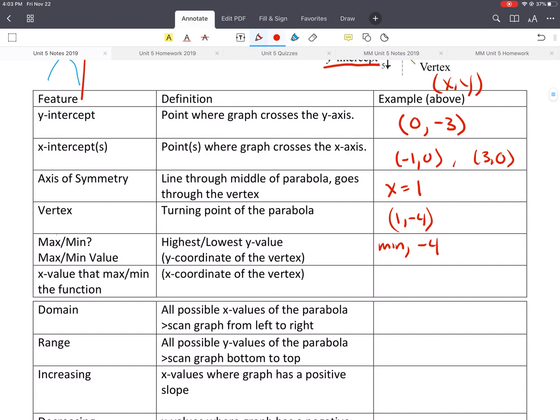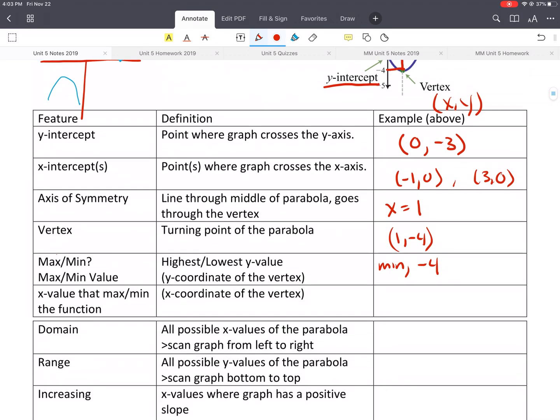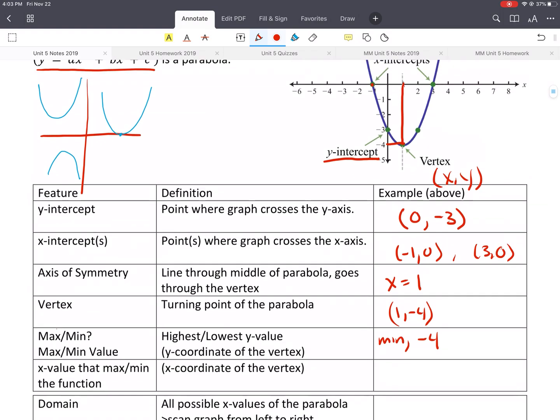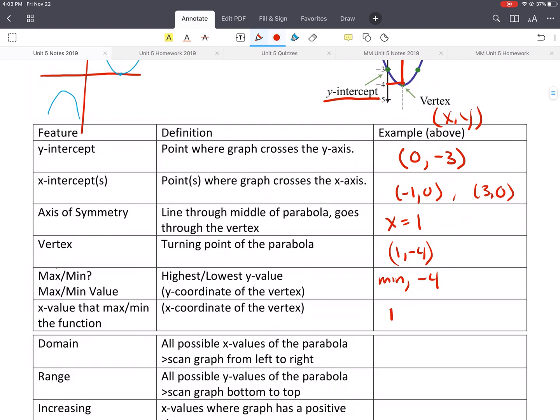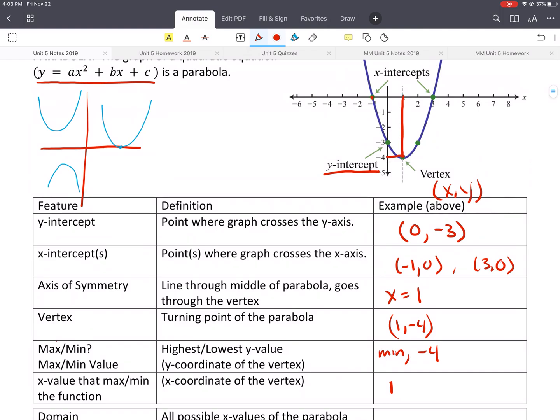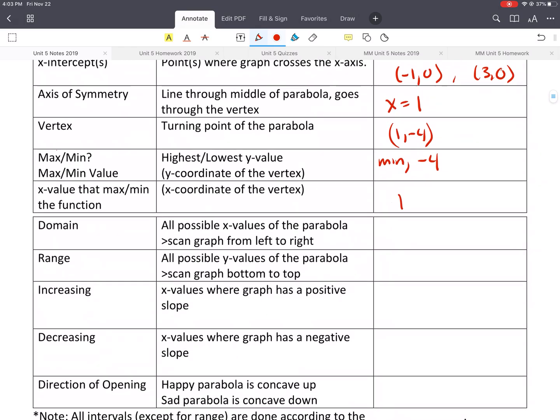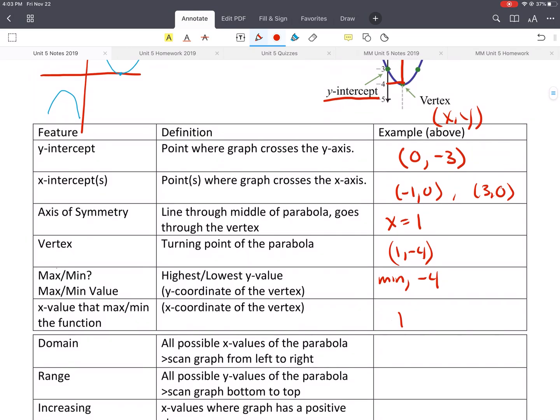Then it says x value that maximizes, or in this case, minimizes. What is the x value that minimizes the function? What is the x value that corresponds to the minimum? In that situation it would be 1. So if you plugged 1 in, it ends up giving you the lowest value, which would be -4. Okay, so those are key features.